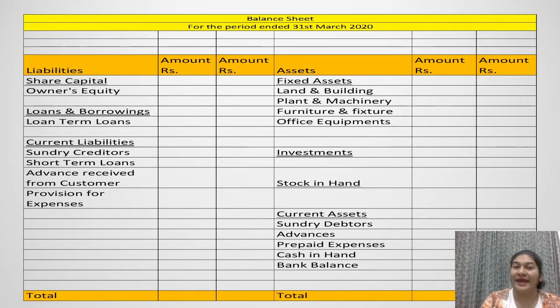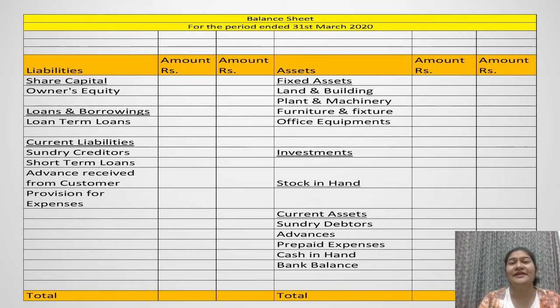Provision for expenses. We have seen in the journal entries, we have seen in the P&L that we have to provide for the expenses which are incurred but which are not yet due. So, provision for expenses also fall under your current liabilities.